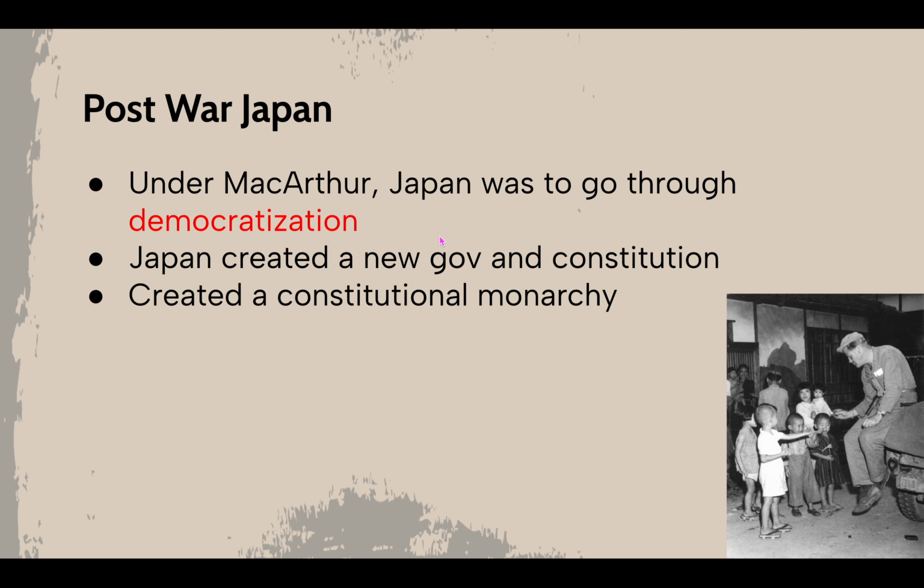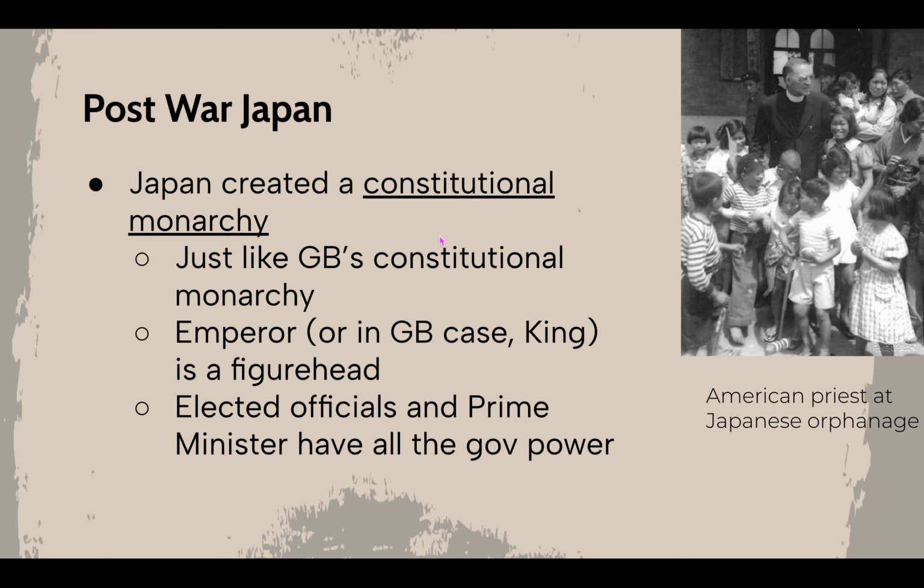So under MacArthur, Japan was to go through democratization. Ooh, that's a hard word. That means that Japan had to create a new government and a constitution. So a bunch of Japanese citizens gathered together, and they created a constitutional monarchy. A constitutional monarchy is just like Great Britain's. So there's an emperor, or in the case of Great Britain, a king, but we're talking about Japan. The emperor is the figurehead, and elected officials and the prime minister have all the government power. So pretty much the emperor or the king are just there for show. They really don't have any political power.